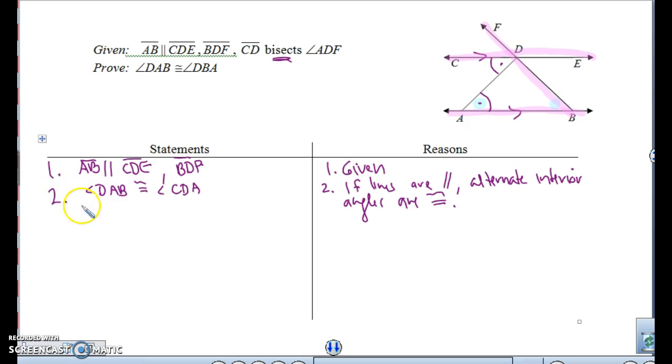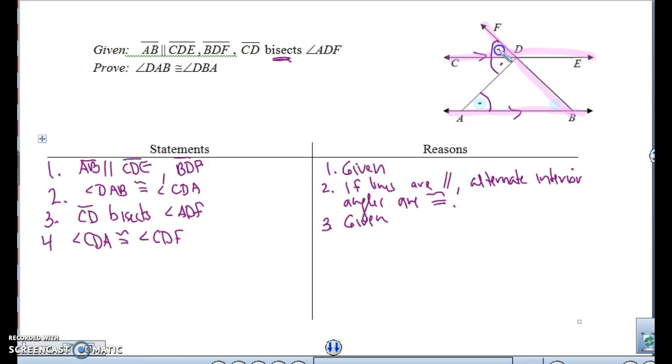Well, we were given that CD bisects angle ADF. CD bisects angle ADF. Now, what does a bisector do? That's given. A bisector divides an angle into two congruent angles. So what two angles are congruent? Well, here's CD, here's ADF. So that means angle CDA is congruent to angle CDF. So this angle is congruent to that angle. Those two angles are now congruent. A bisector divides an angle into two congruent angles.